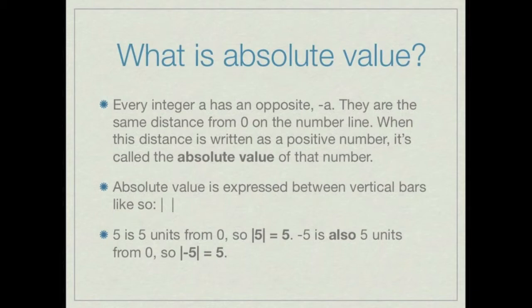That's impossible. So absolute value is expressed between two vertical bars, like so. 5, for example, is 5 units from 0, so the absolute value of 5 would be 5. But negative 5 is also 5 units from 0, so the absolute value of negative 5 is also 5.